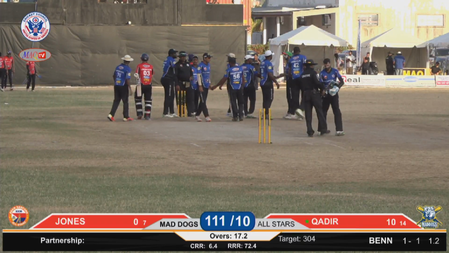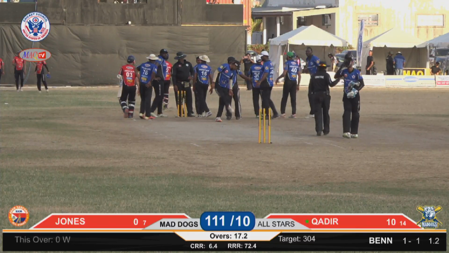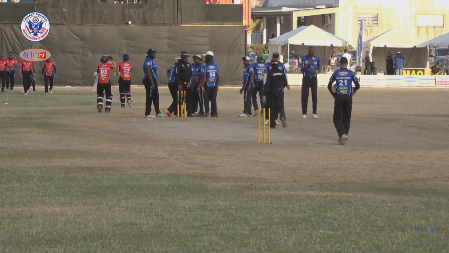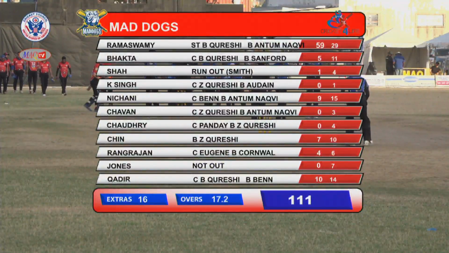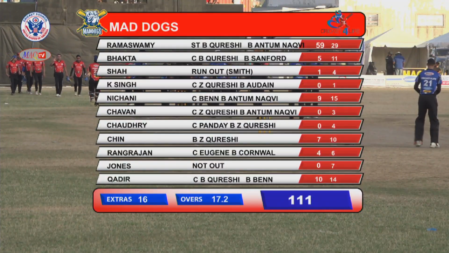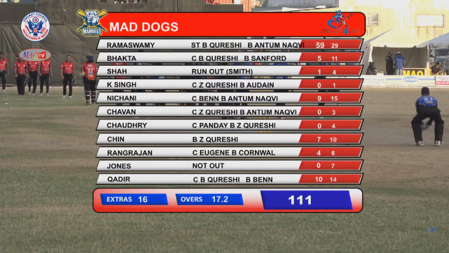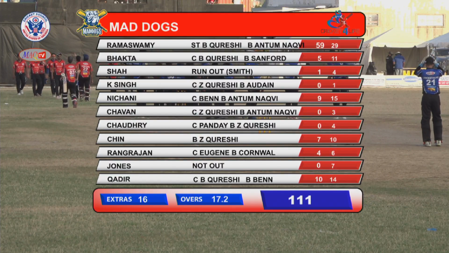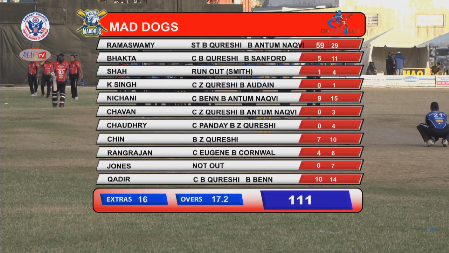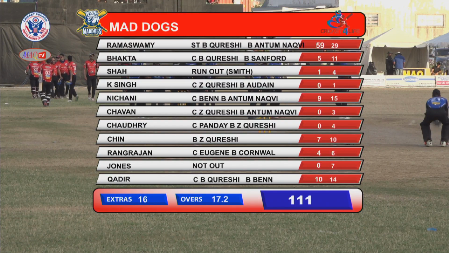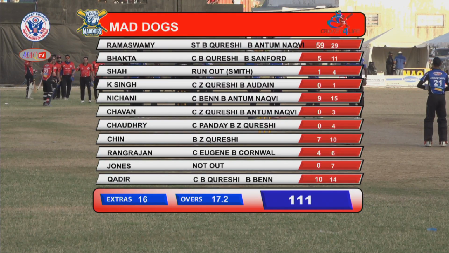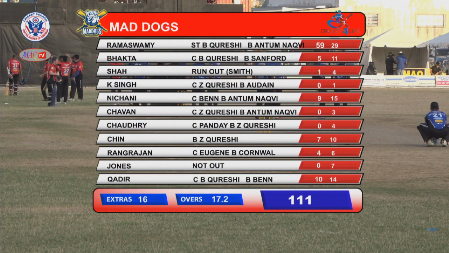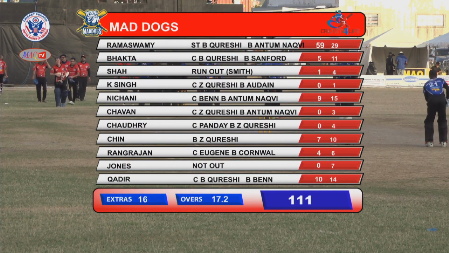As we're going to quickly go through the scorecard. 111 all out. Ramaswamy made 59. He top scored off 29 balls. It was refreshing to see him bat. Back 5. Shah 1. Singh, no score. Nichani 9. Shavan, no score. Chaudhry, no score. Chin 7. Ranjagan 4. Jones not out, none. And Kadir not out, 10. 16 extras, 111 all out.